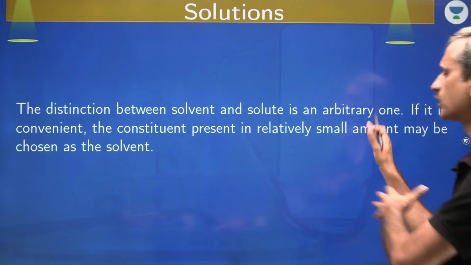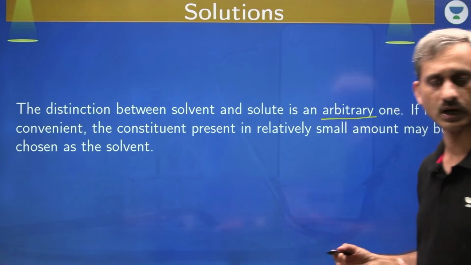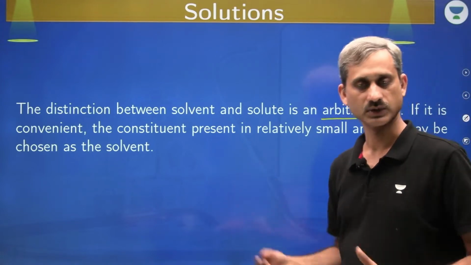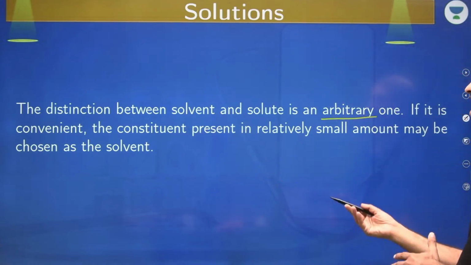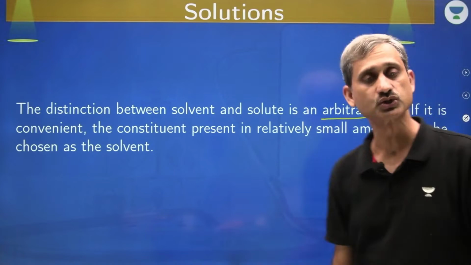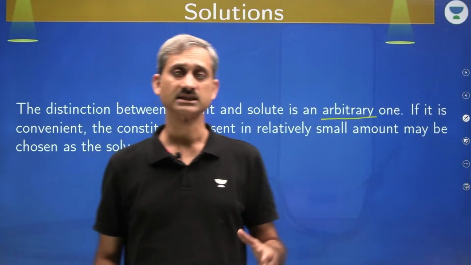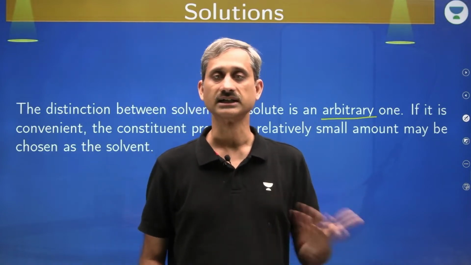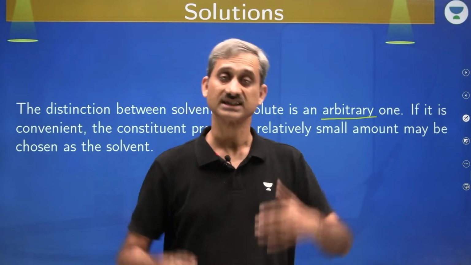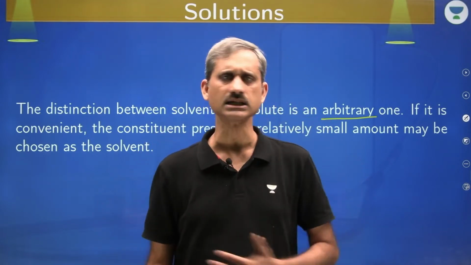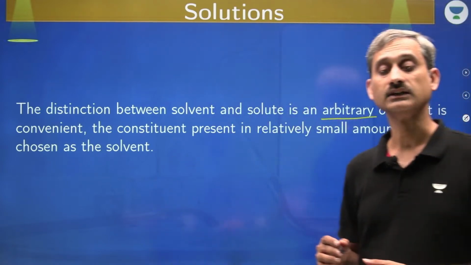So the distinction between the solvent and solute is an arbitrary one, considered, approximated, or whatever you wish to term it. If it is convenient, the constituent present in a relatively small amount may be chosen as the solvent. Many times people say, sir, whichever substance is in the larger amount, we consider it the solvent. It's not necessarily true. Many a time the substance in the lesser amount is considered the solvent, just for the sake of convenience.